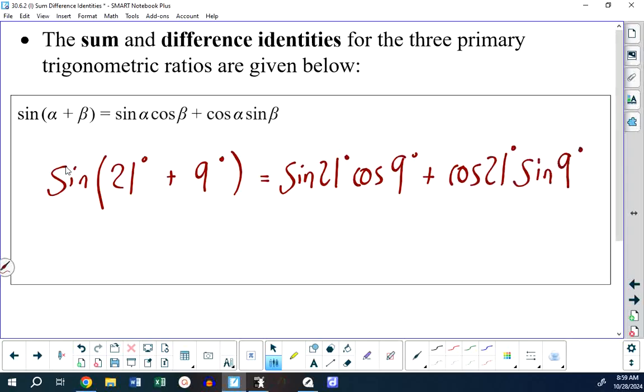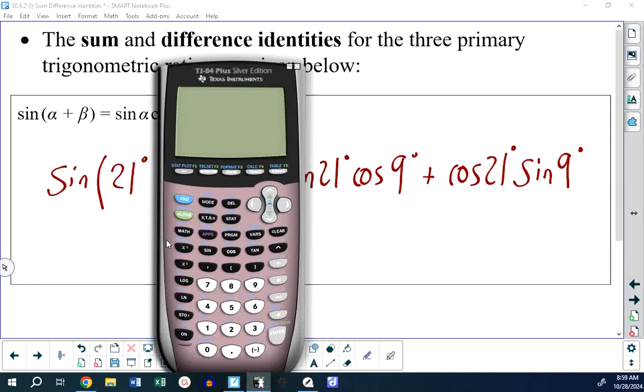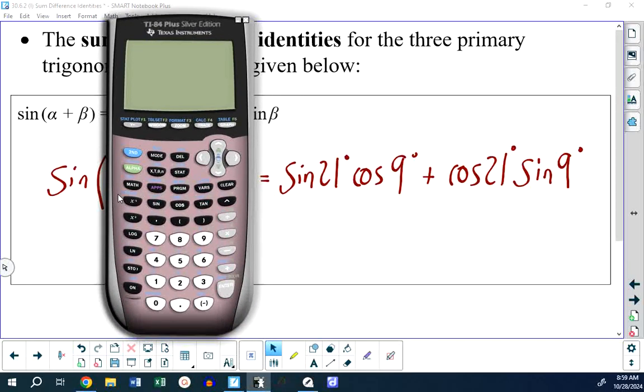Now, I want to point something out to you, that any of these four trigonometric ratios on the right happen to be irrational numbers. What do I mean by that? I mean, if I put my calculator in degrees, and I take sine of 21 degrees, I get this weird awkward decimal that cannot be converted to a fraction. It's an irrational number. It's got square roots embedded in it somehow. And the same with cosine of 9 and all the other ones.